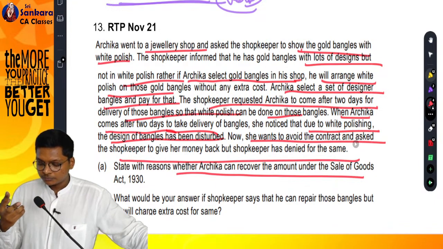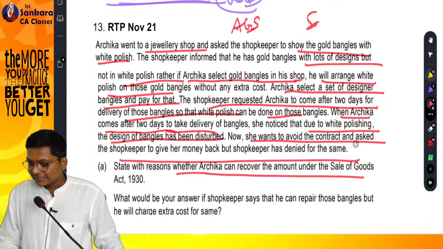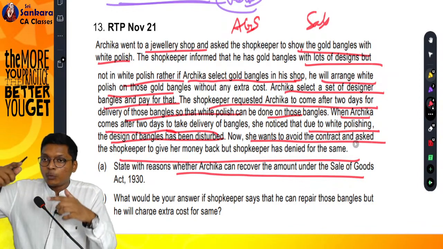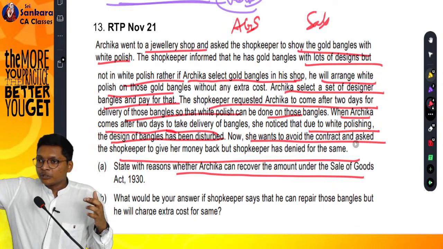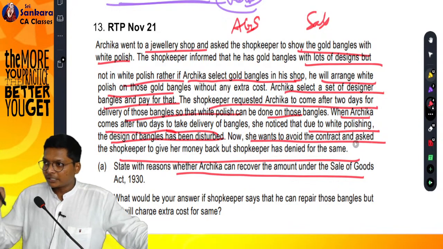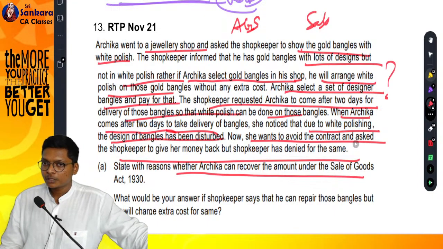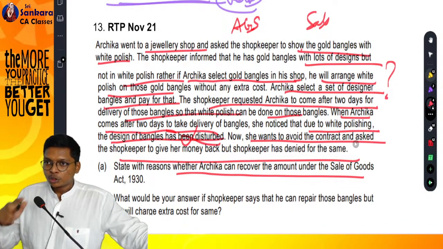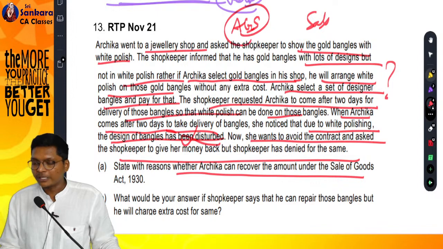We can answer this from two perspectives. One, agreement to sell and sale. Is this a sale? Sale means ownership is transferred. In an agreement to sell, ownership will be transferred on certain conditions being satisfied. An agreement to sell becomes a sale when the conditions are satisfied. Here, one condition is that the polish should be done in the original design. The polish is done, but the original design has been disturbed. So the condition is not satisfied, ownership is not transferred, and the sale can be avoided. That is one way to answer.